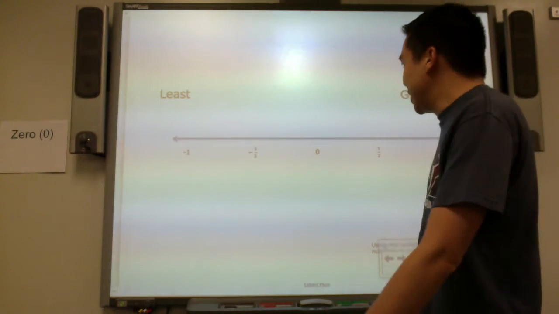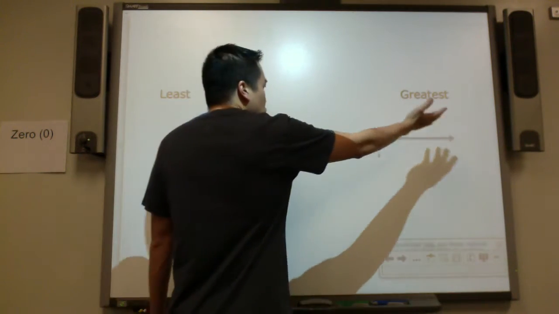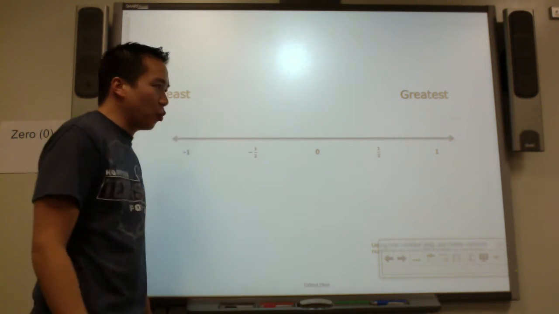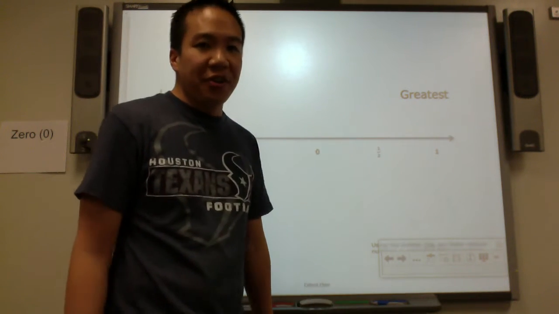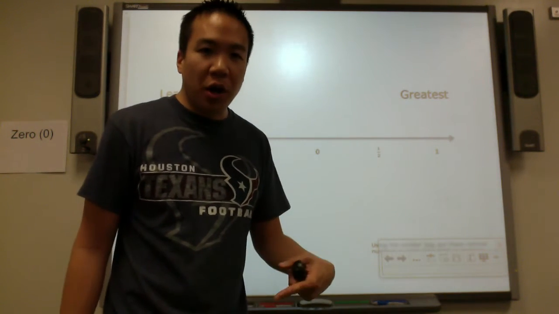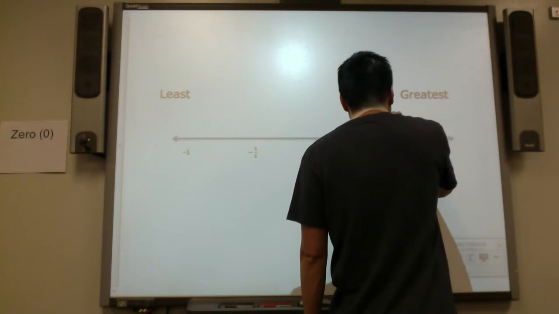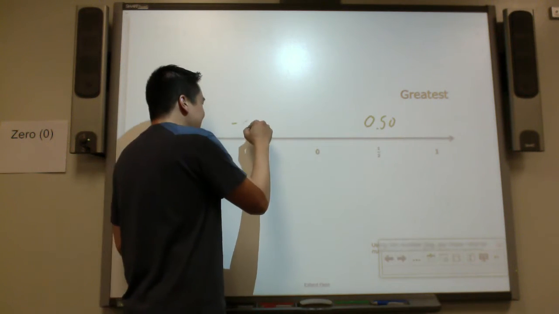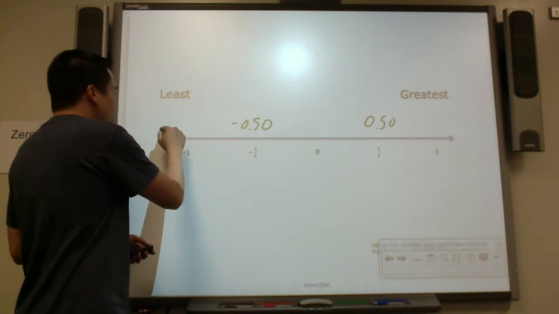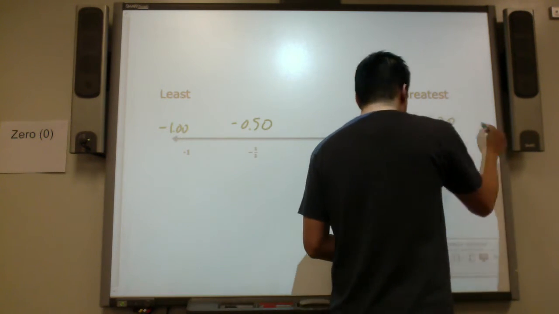Let's start with the first one. This is the number line. In the number line, it goes from least to greatest. So we're going to have -1, -1/2, 0, 1/2, and 1. If you have 1/2, you have 1 dividing into 2 parts. $1 divided into 2 parts is 50 cents. So the decimal equivalent is 0.50. So -1/2 is -0.50. This is -1. If you want to, you can write -1.00, and 1 whole is 1.00.